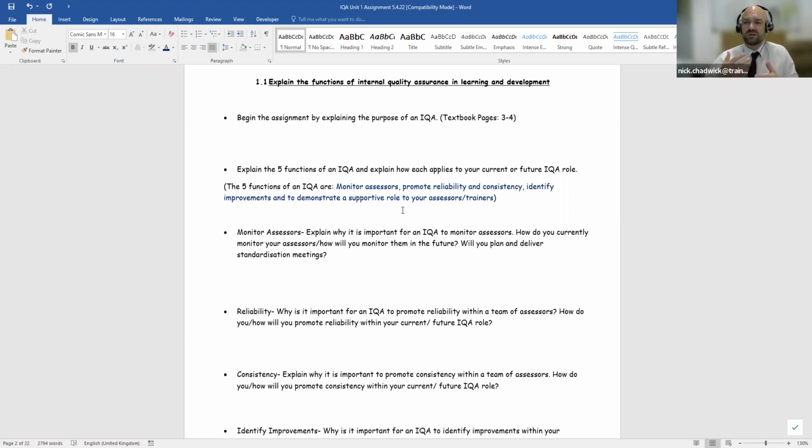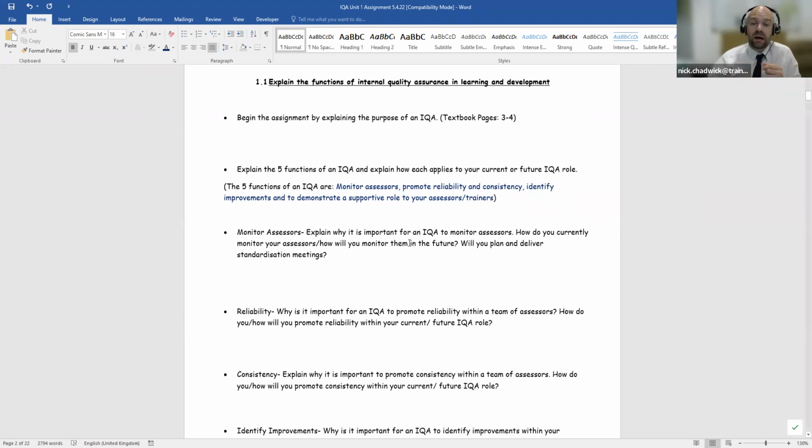Otherwise known as the job role of an IQA. So function number 1 is to monitor assessors, to promote reliability and to promote consistency, identify improvements, and to demonstrate a supportive role to your assessors and trainers.